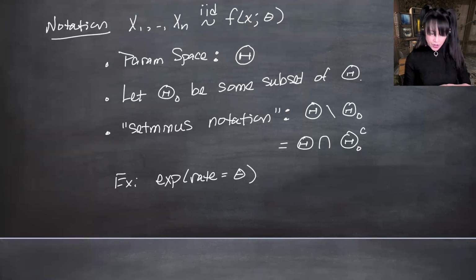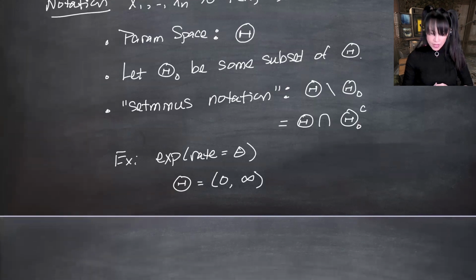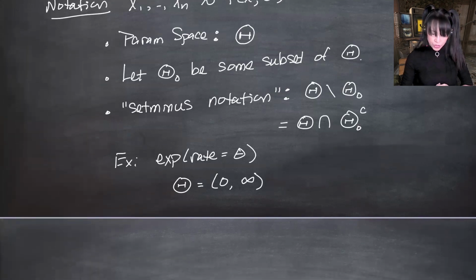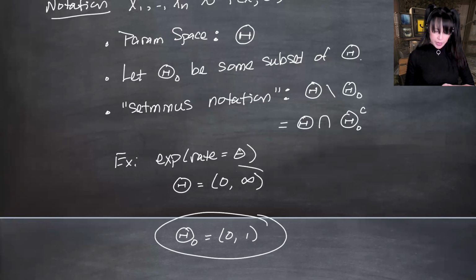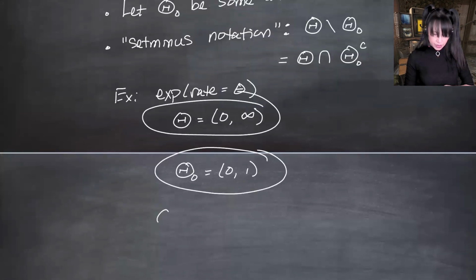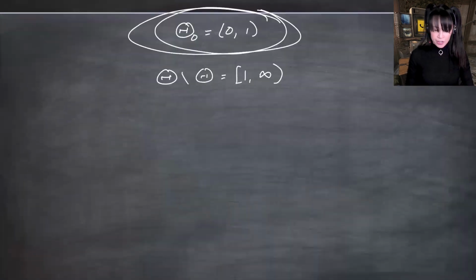For example, if we're working with, say, an exponential distribution, I'm going to write theta instead of lambda. Our parameter space is the positive real line. Those are the rate parameters that are allowable. And if we're dealing with a subset like theta naught is maybe 0 to 1, I don't just want the complement of this, I want it with respect to this. So the complement is going to be everything from 1 to infinity, as opposed to the complement of this on the entire real line. I made that sound way harder than it is.